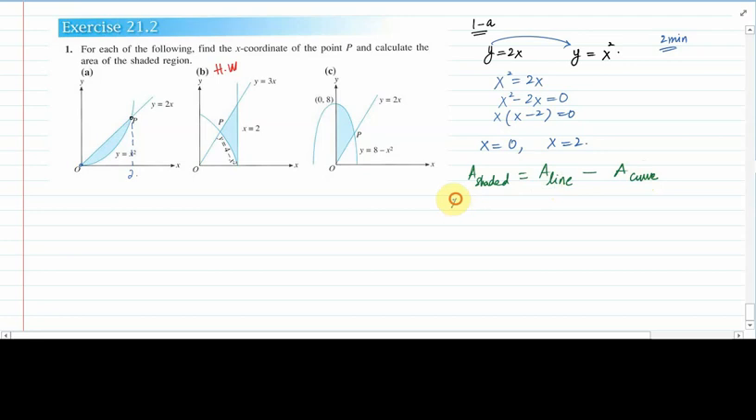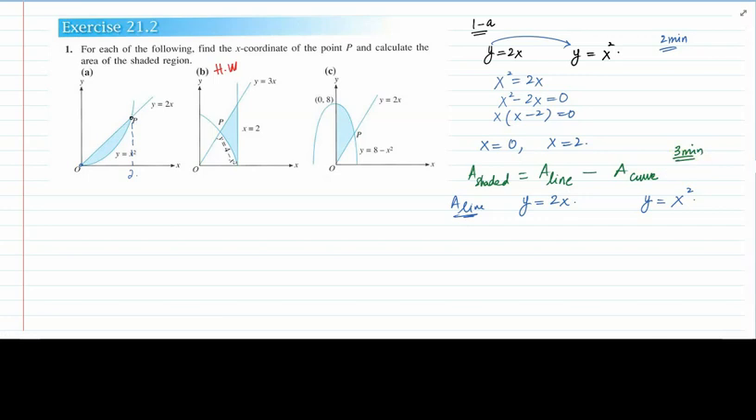For the line, the equation we have is y equals 2x. Integrate the equation, apply the limits from 0 to 2. For the area of the curve, the equation we have is y equals x squared. Integrate the equation, apply the limits. So first find out the value of the area of the line and the area of the curve, and then I will tell you the correct answer. And for this part you have a time of 3 minutes.